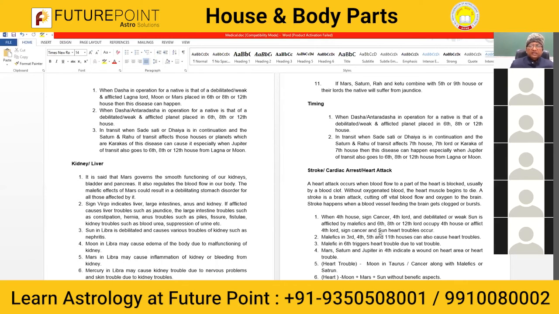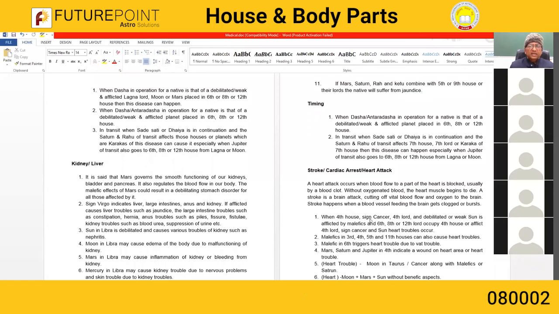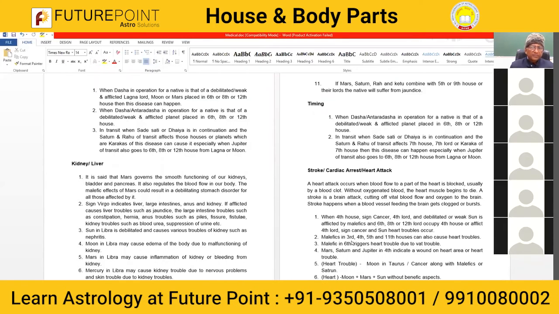So basically the Sun is the planet for heart attack, along with the fourth house and fourth sign. These are the main karakas for heart problems. And if they get associated with the 6th, 8th, 12th Lord, if the 6th, 8th, 12th Lord comes and sits in these signs or these houses, then this kind of problem occurs.